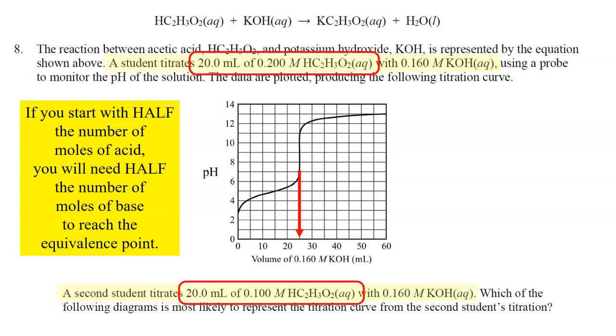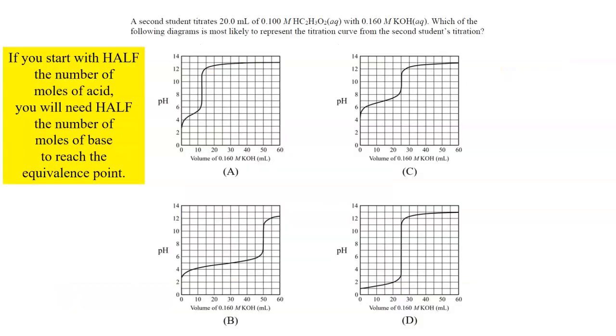And since half of 25 is 12.5, we would expect that rapid change in pH to occur at this point, so the titration curve would look something like this. So we're looking for a titration curve in which the rapid change in pH would occur at around 12.5 milliliters. So the correct answer to question 8 is choice A.